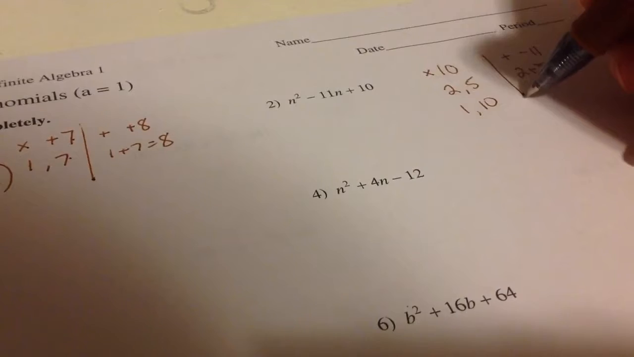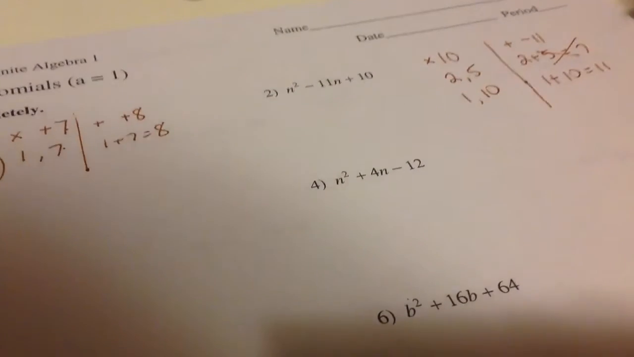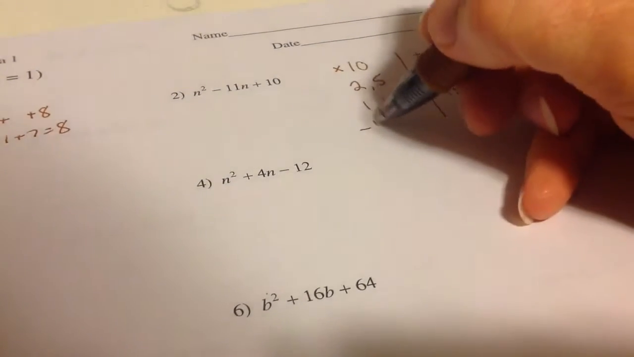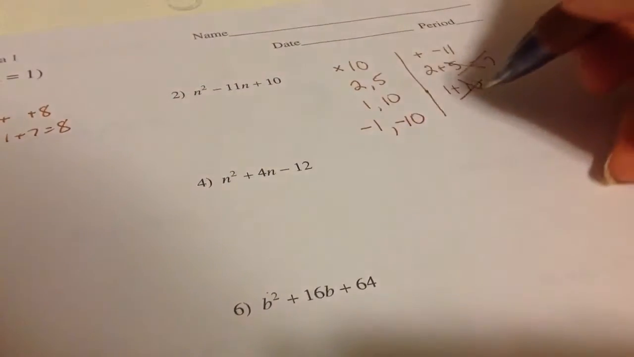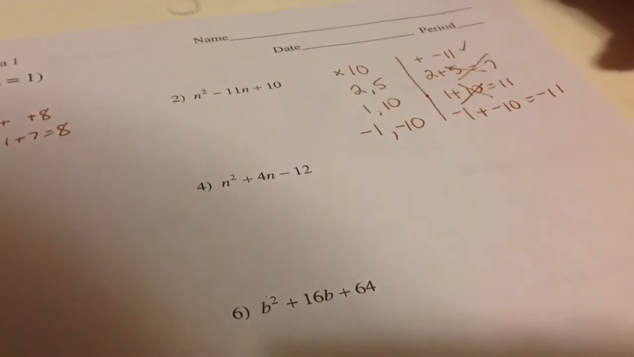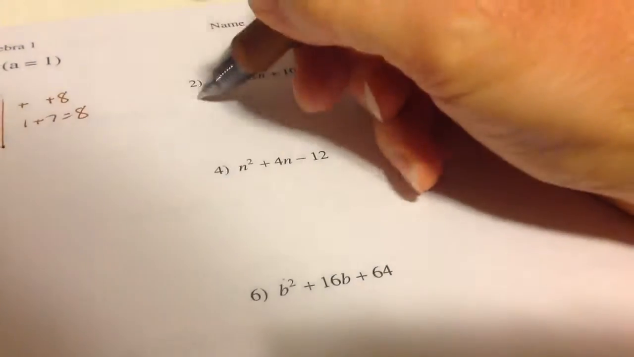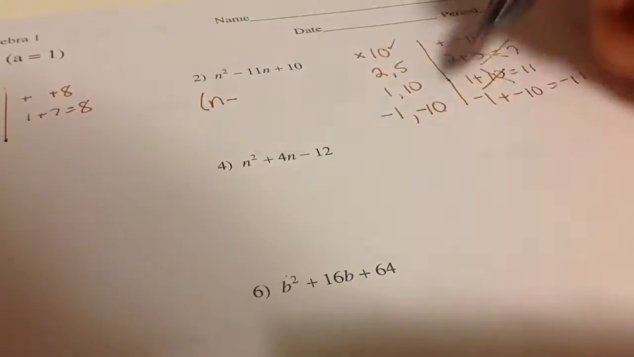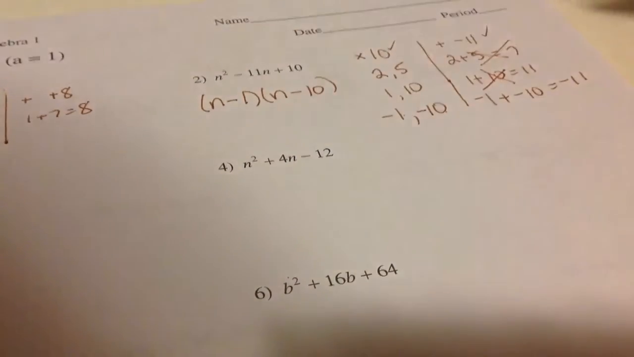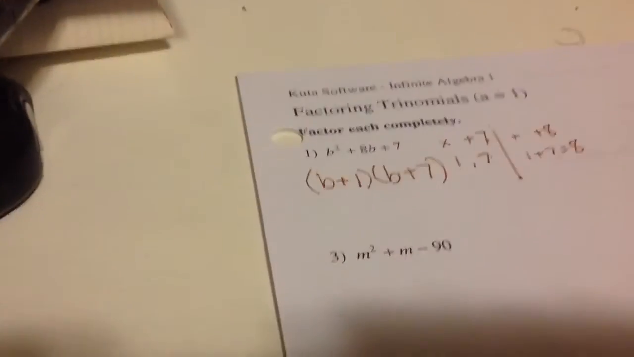1 and 10 would give me positive 10, but if I add 1 plus 10, that's going to give me positive 11. So again, that's not working for me. But if I switch it to negative 1 and negative 10, then negative 1 plus negative 10 gives me negative 11. There's the negative 11 I'm looking for. Negative 1 times negative 10 is going to give me positive 10. So over here, I'm going to write n minus 1 times n minus 10. So that's factored now. I'm going to do 2 more with you.